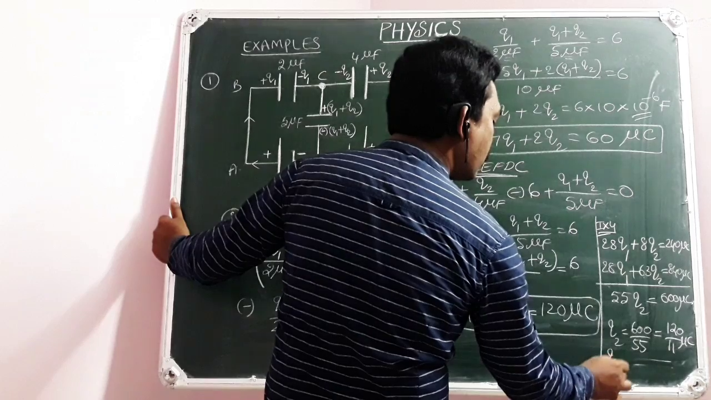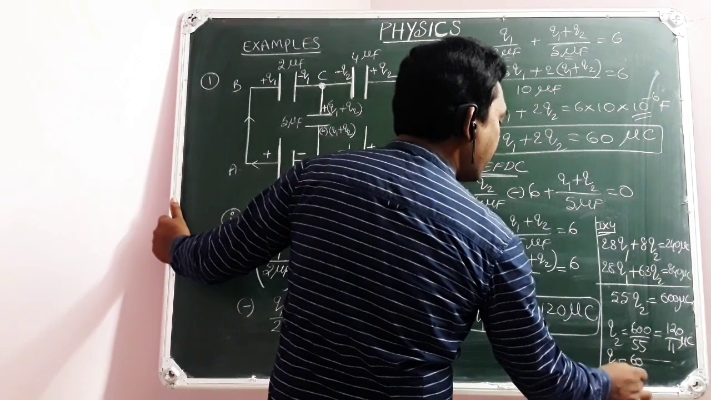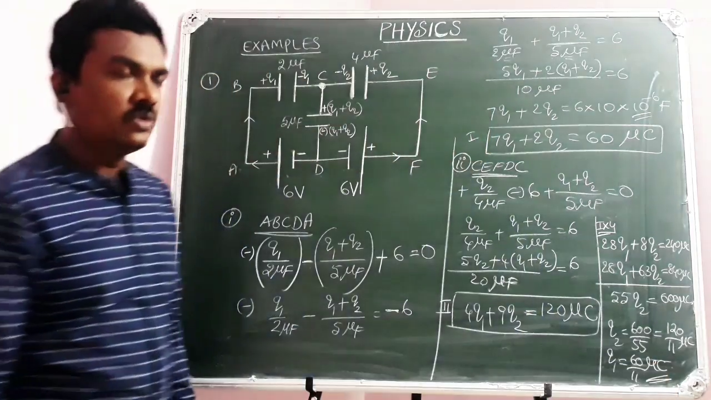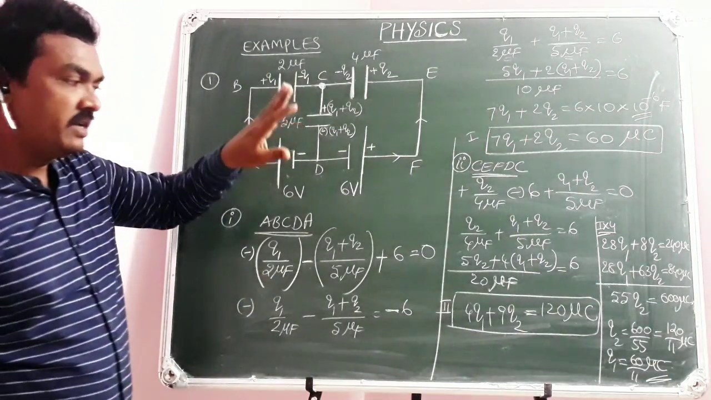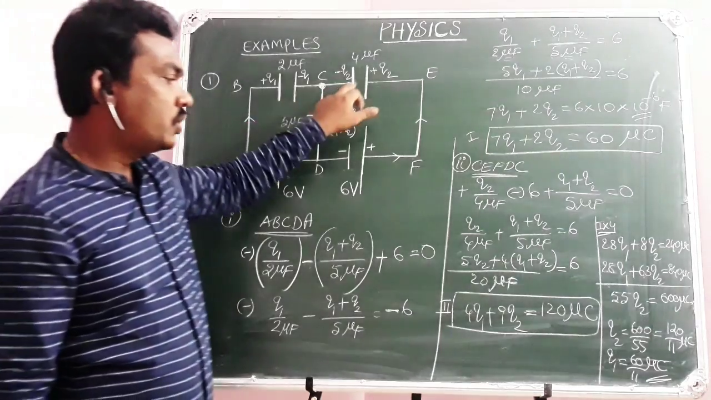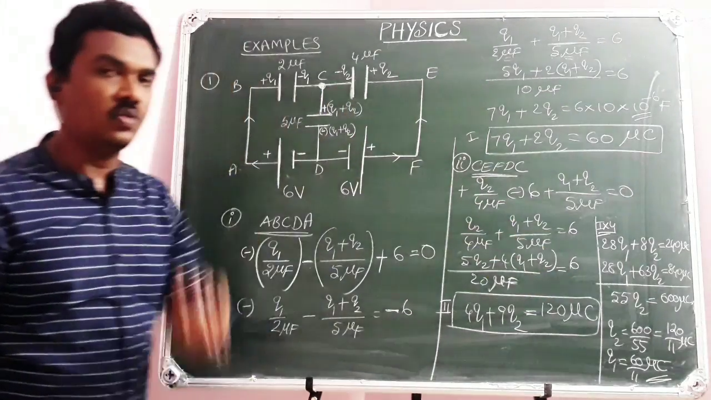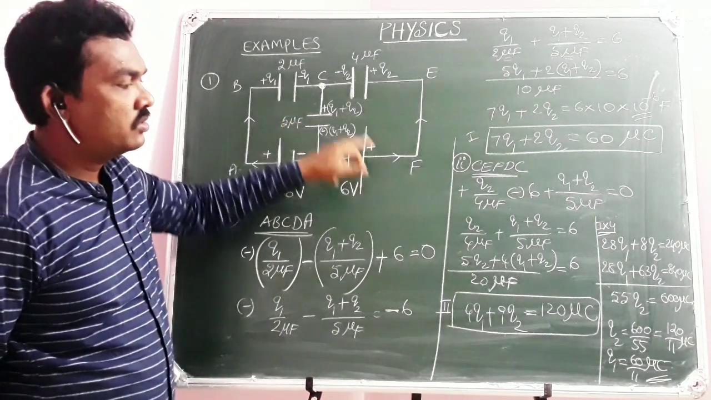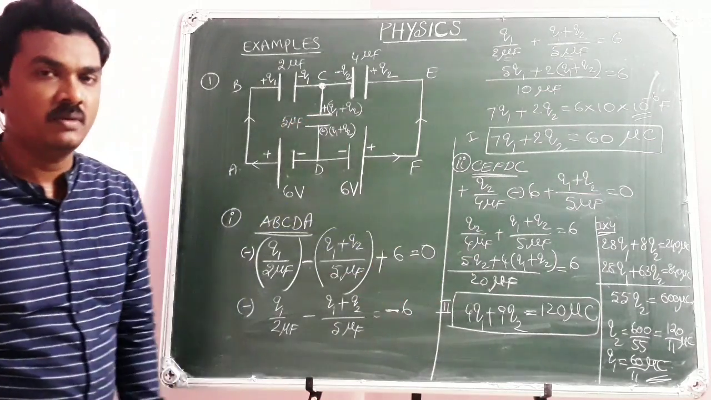I write here, Q1 is equal to 60 by 11 microcoulombs. If you simplify, you will get this. So Q1 is 60 by 11 microcoulombs. Q2 is 120 by 11 microcoulombs. Now here, this is Q1 plus Q2, so 120 by 11 plus 60 by 11.